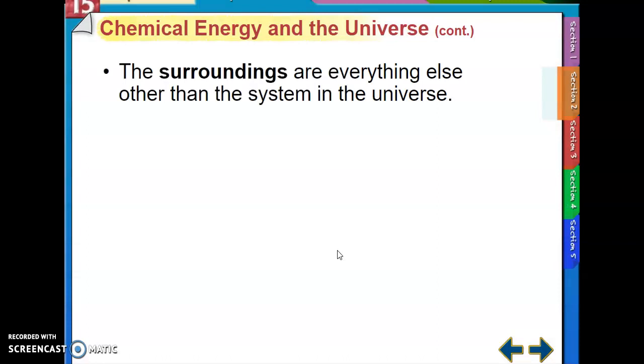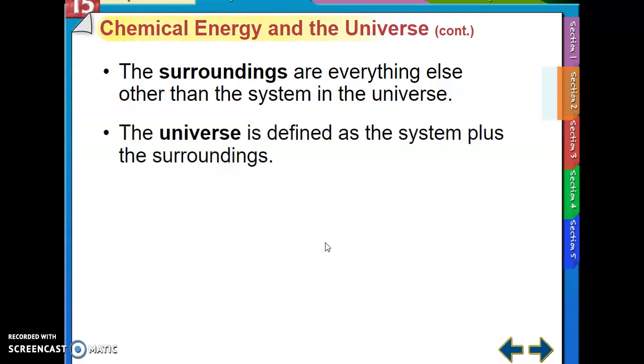The surroundings are going to be outside of the system, so outside of wherever that reaction is happening is the surroundings. And then the universe is a vocabulary word that we say is the system plus the surroundings. So if you have, let's say for example, the system itself is the reaction. If it releases energy to the surroundings, then that's an exothermic reaction. If the system in which the reaction is taking place absorbs energy from the surroundings, then that's going to be an endothermic reaction.